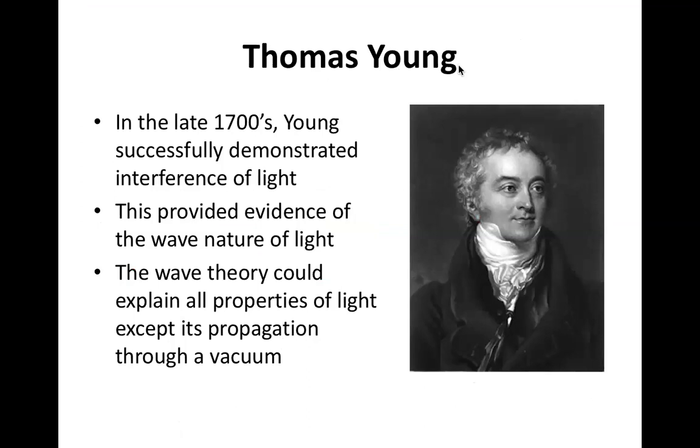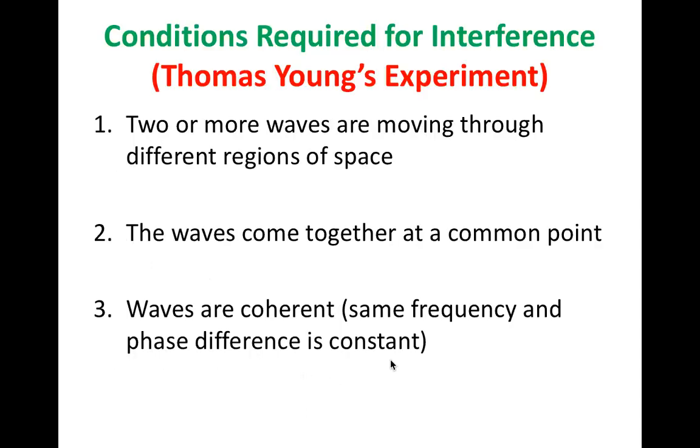So Thomas Young came along and successfully demonstrated the interference of light. This provided evidence for the wave-like nature of light, and the wave theory could explain all properties of light except its propagation through a vacuum. But that comes later in physics history.